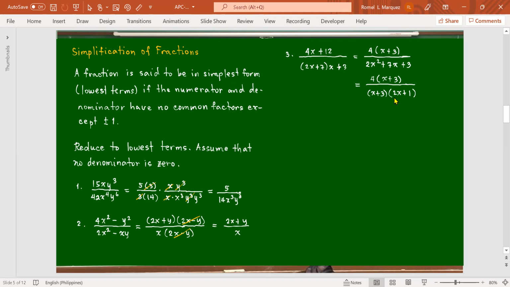Middle terms, 6x plus 1x, so 7x, no? Then we have 2x squared. Last term, 3 times 1, so 3. Okay, guys? So possible, no?